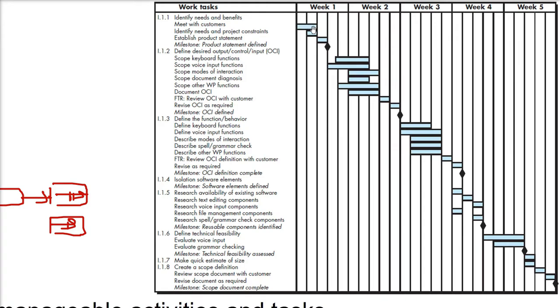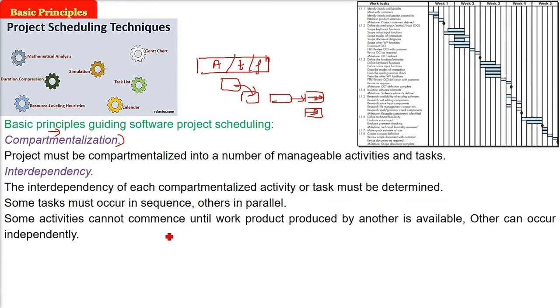In week 1, what time it will start, what time it will end. And all those which are working together, these are the parallel activities. Some are working serially. For example, if you see week 2, the last 2 are serial. And then this diamond shape is a milestone. Some activities cannot start or commence until a work product produced by another is available to this activity. There are certain tasks that may work independently.